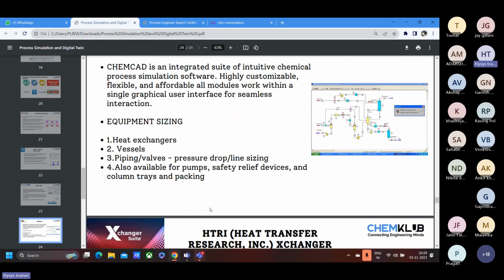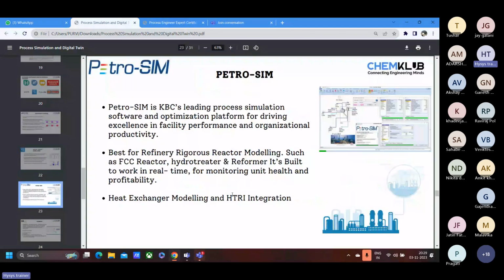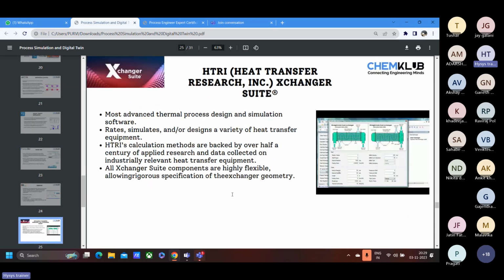Another is the CAMCAT. This is a small, good to have software where it is highly flexible, affordable also. Modules work within a single graphical user interface, and you can do small equipment design, sizing also, heat exchangers, vessels, piping, valves, each and everything. It is the same. But the thing is, Petrosim is more comfortable and has equipment related to oil and gas and petrochemicals more than the other software.